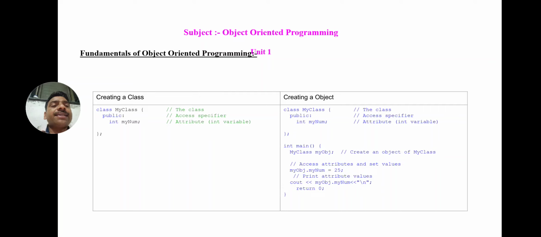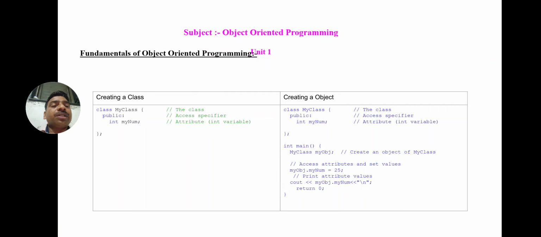Then you can access the attributes as well as functions with the help of this object name. Here our object name is myObj. So you can see myObj.myNum = 25. That is, myNum is an integer variable which we declared inside the class definition. Here you can see myObj and then the dot operator we have used to access this integer variable, and we are assigning the value 25 to this variable.